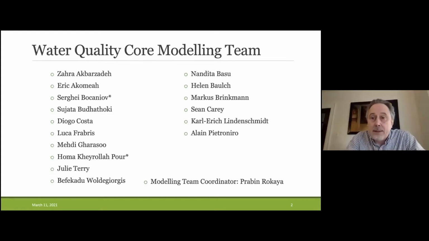On the right-hand side, you see some of the more senior people that are acting as supervisors or are closely involved with the activities of the water quality core modeling. And I'd also like to acknowledge, of course, Prabin, who has been helping with the logistics of coordinating the different meetings and keeping track of also the progress of the team as a whole.